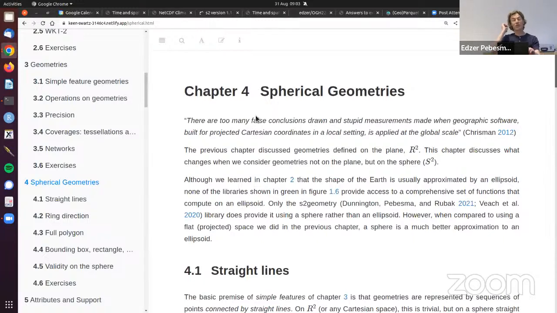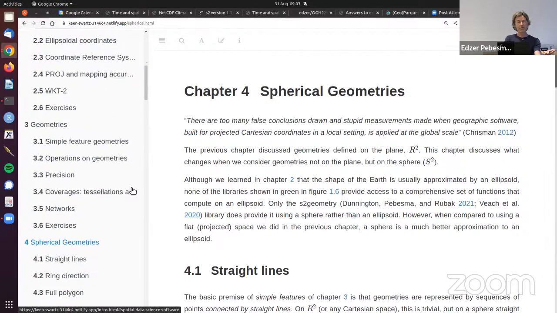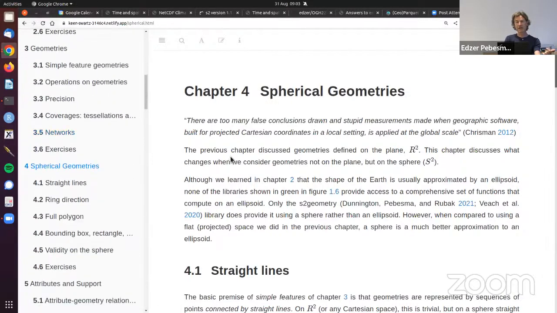This is what I'm going to talk about. So the first thing I'm going to talk about is spherical geometry. As I announced in the Mattermost yesterday, we went through the first 3 chapters of the book Spatial Data Science that I'm writing together with Roger Bivand.